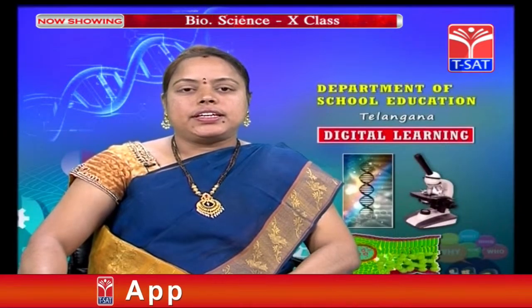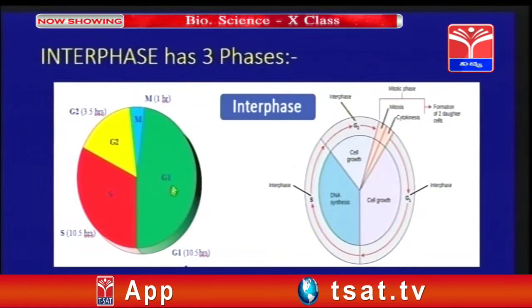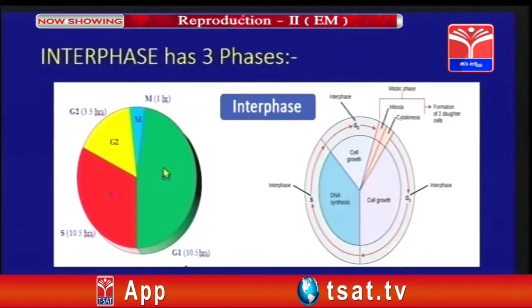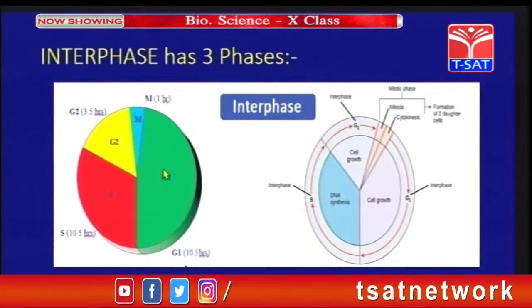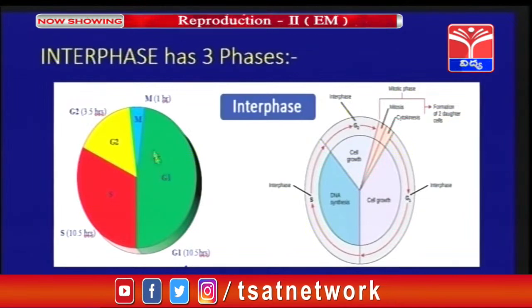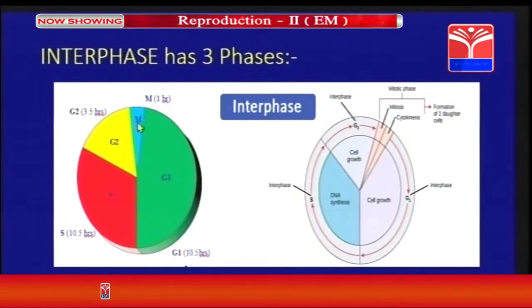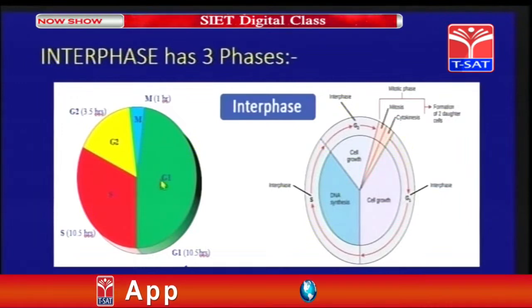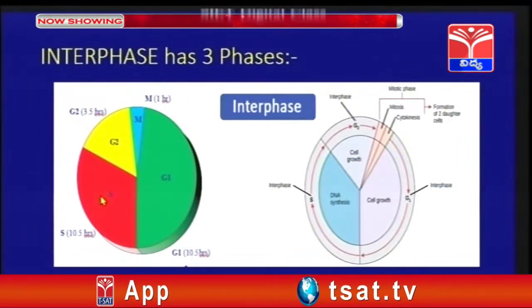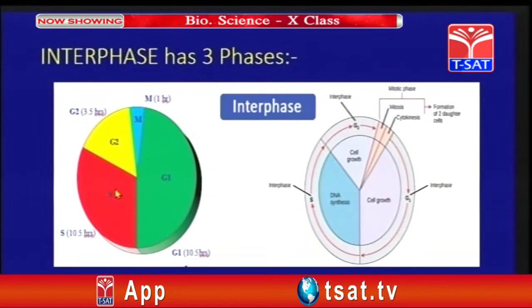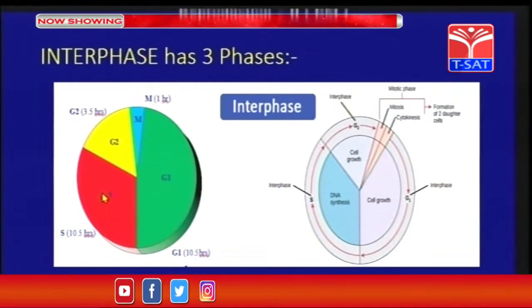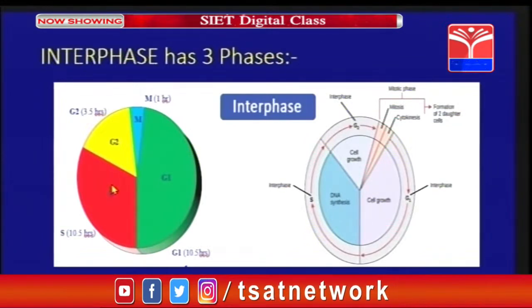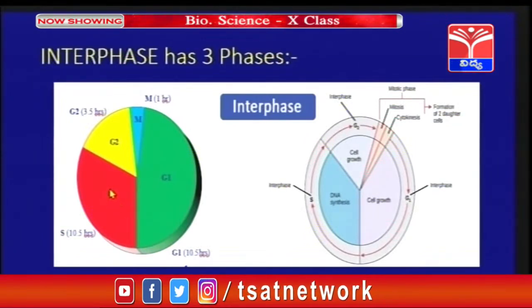So children, interphase, the first phase is G1 phase. This is the largest phase, and in this phase major changes take place, that is the beginning of the DNA synthesis will take place, and this also shows the ending of the mitotic phase. After G1 phase, S phase is present. S phase is called the synthetic phase, and in S phase the DNA synthesis will occur, that is major DNA synthesis will take place.